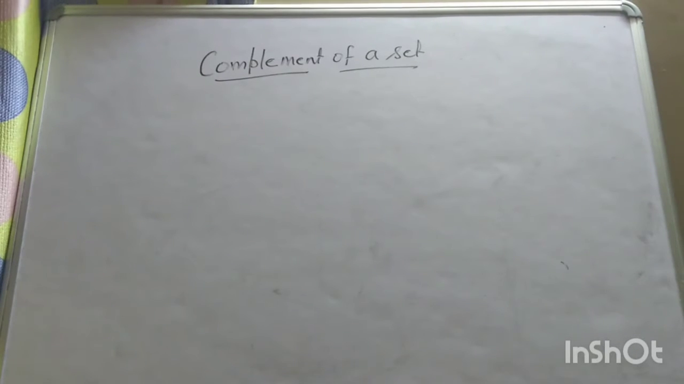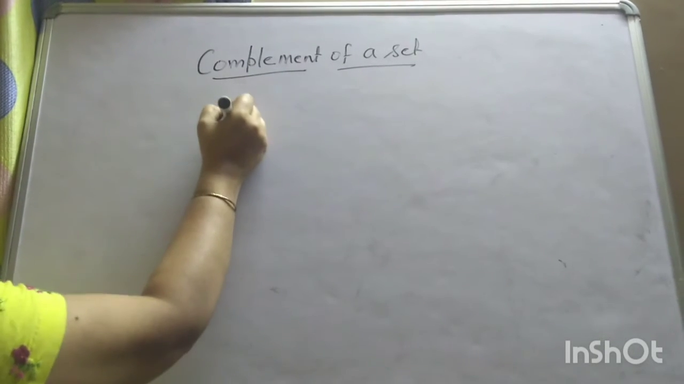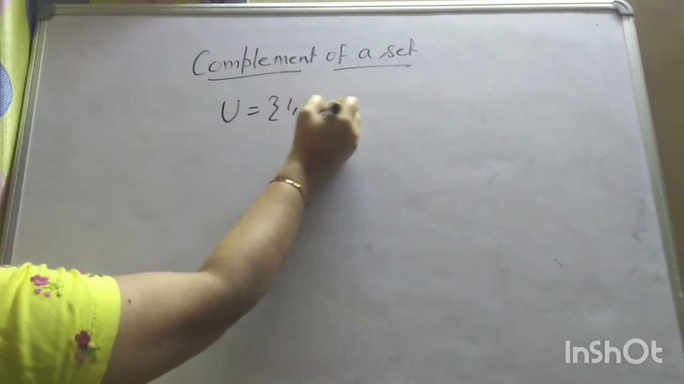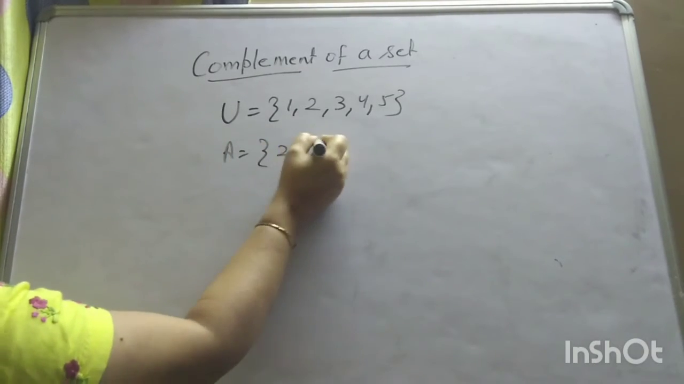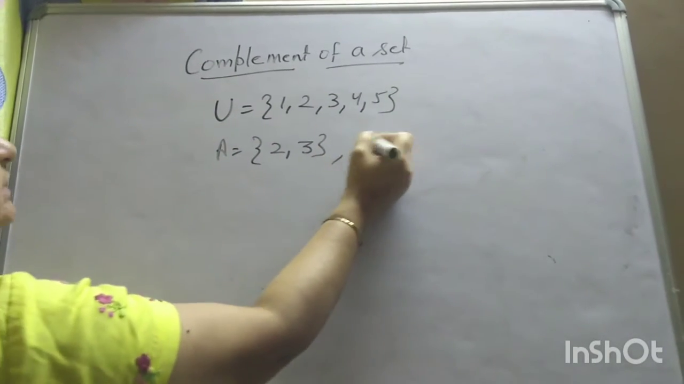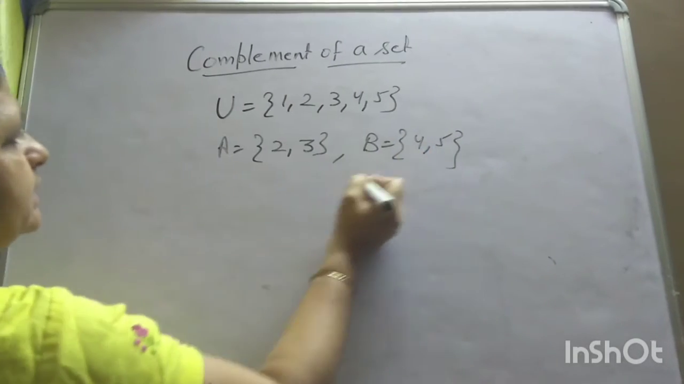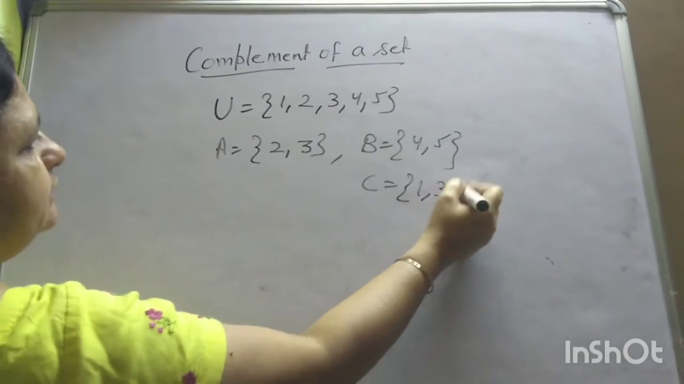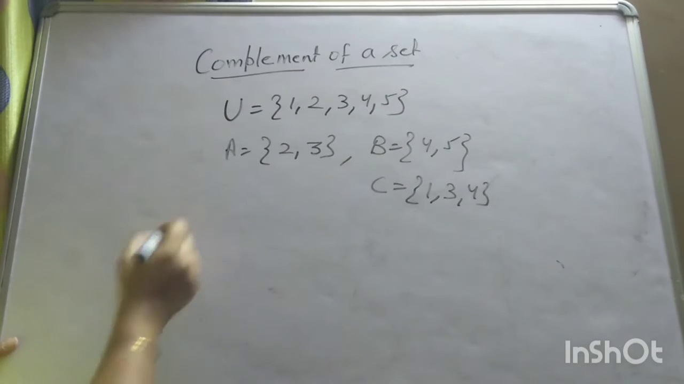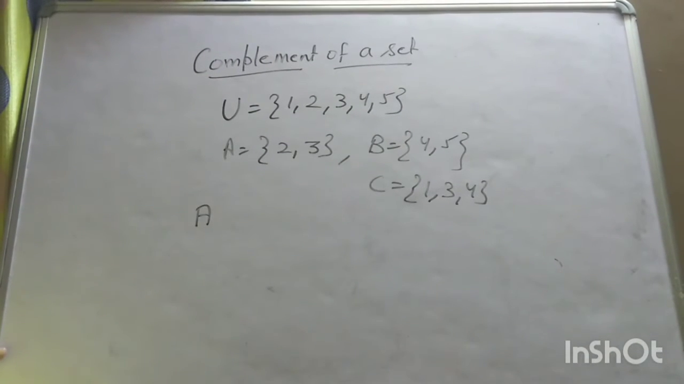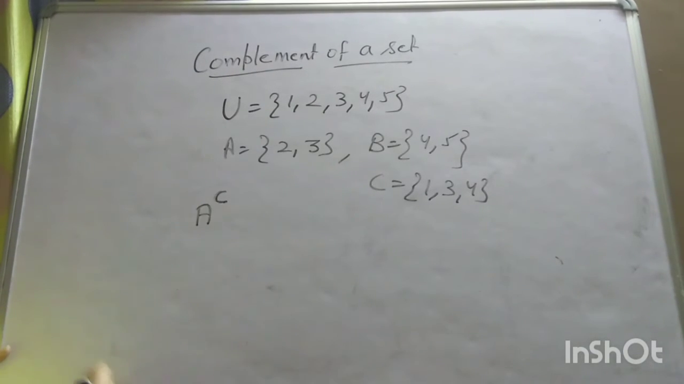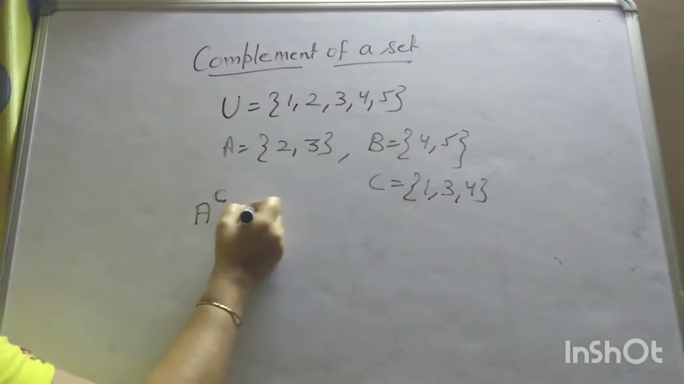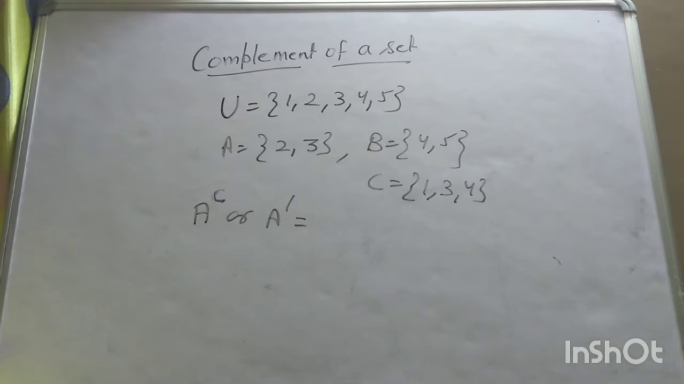Now, what is the complement of a set? Let universal set U be {1, 2, 3, 4, 5}. Set A is {2, 3}. Set B is {4, 5}. C is {1, 3, 4}. Now, what is the complement of set A? For complement, we can write it as A with symbol C, or we can write A dash.